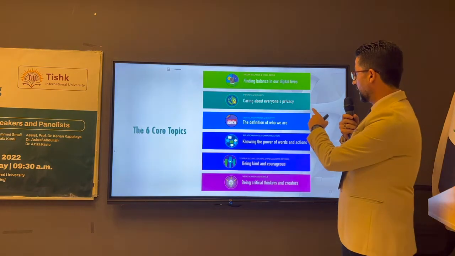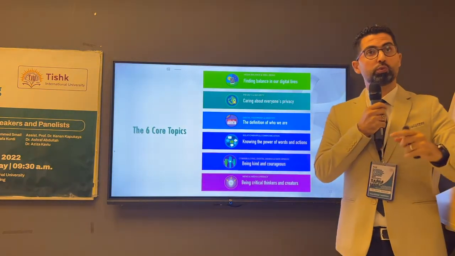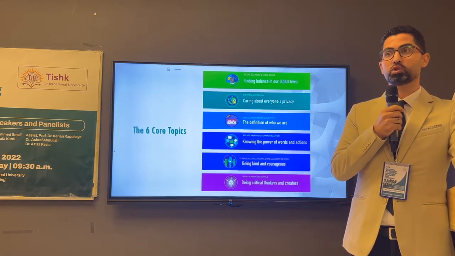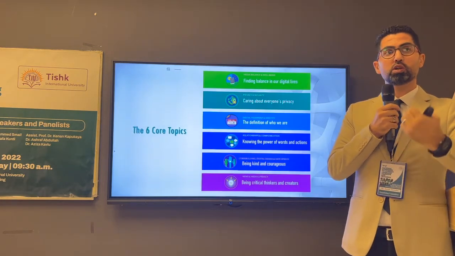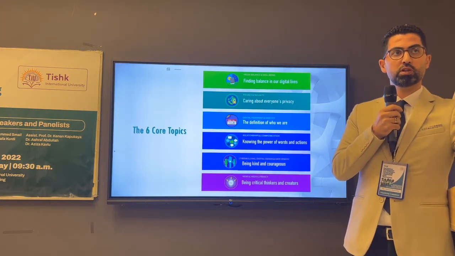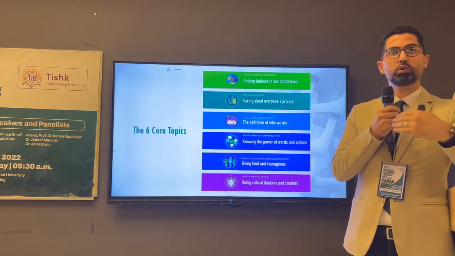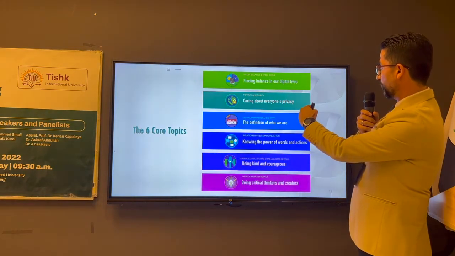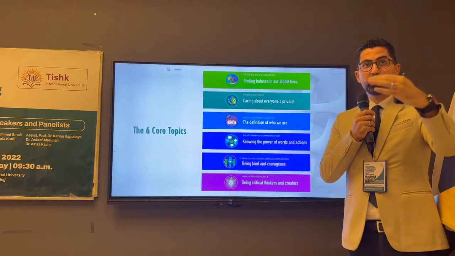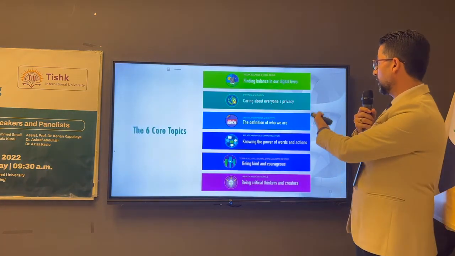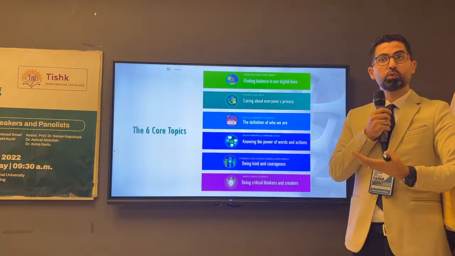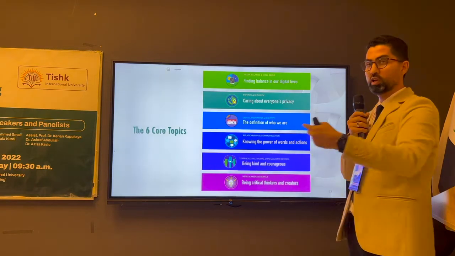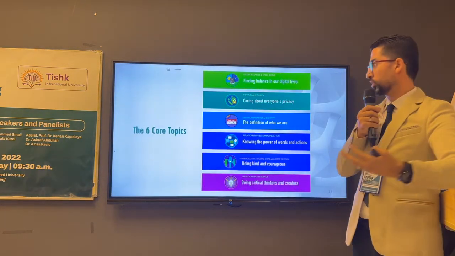The definition of who we are. Usually the persons on social media, or in the digital world, are different from the persons in the real world. So what's the identity that you keep in your digital world? Is it the same as the one that you have in the real world or not? That's the third level. And then the fourth level: after we care about ourselves, our well-being, then privacy, then our identity, we need to care about others. So knowing the power of words and actions, relationships and communication. That's the fourth level.